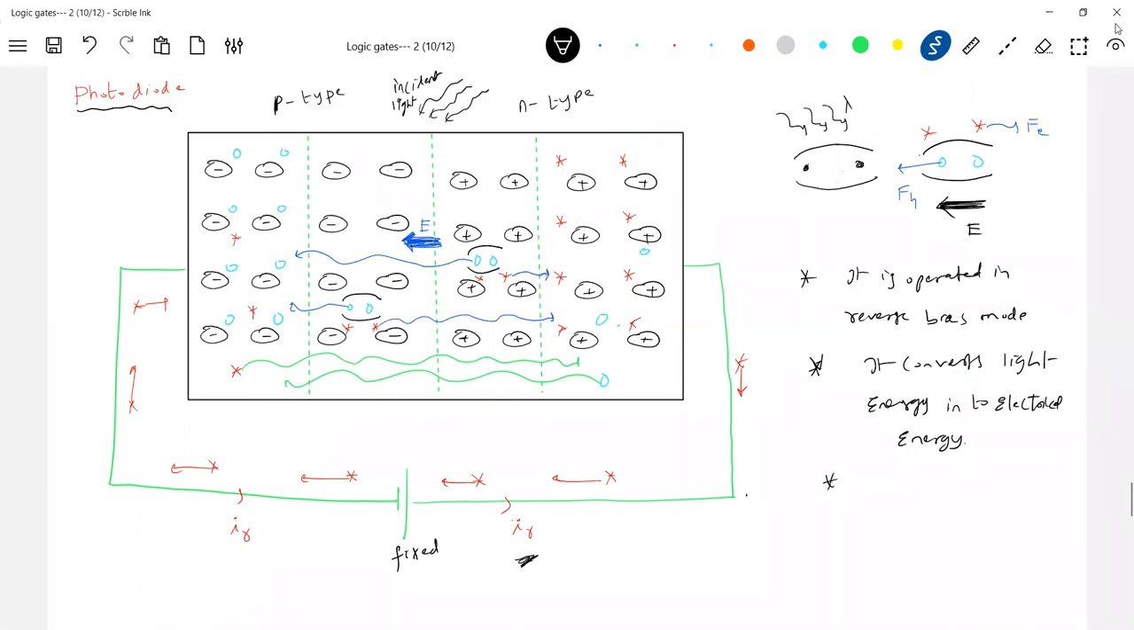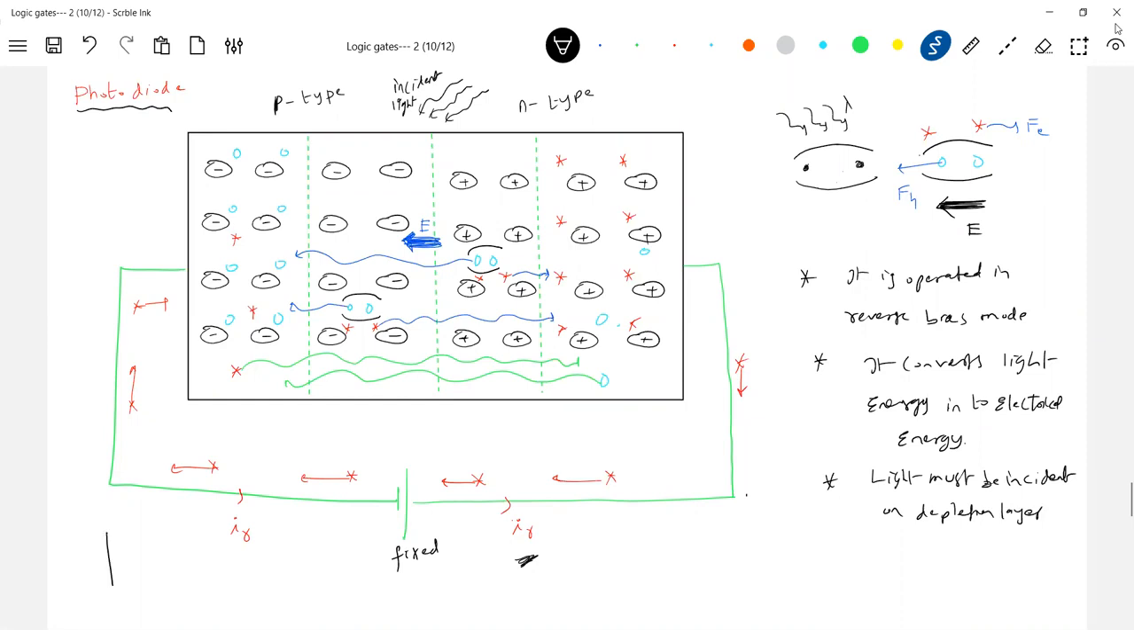After this, where should the light be made to fall? Shall I make the light fall on the P-type, the N-type, or on the depletion layer? The light should be incident on the depletion layer.